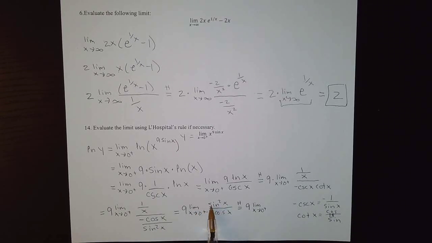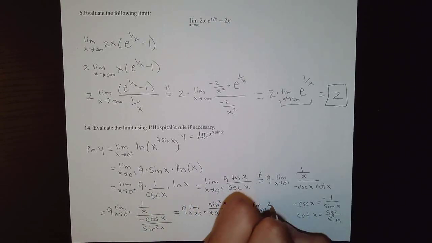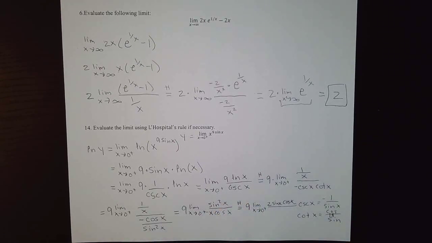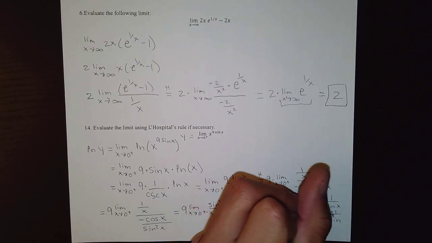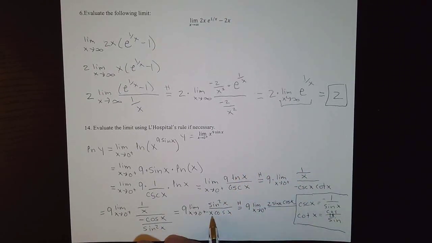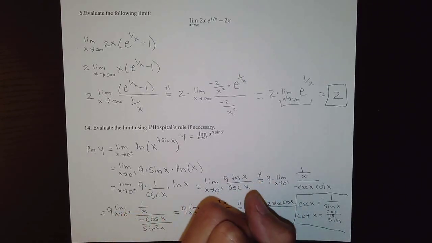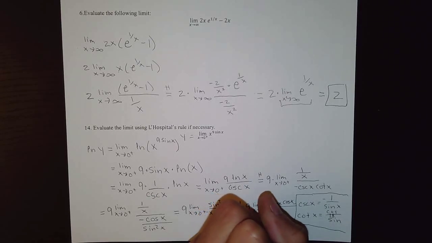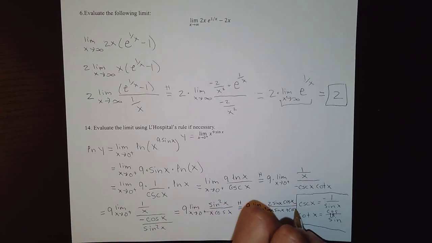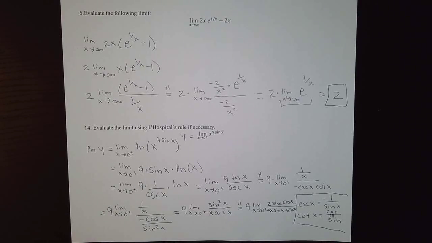sine squared of x. The derivative of this would be 2 sine x cosine x, all divided by the derivative of negative x times cosine of x. Well, we have to use the product rule, so this would become negative x sine x plus cosine of x. And now when we plug in a 0, we have a 0 over 1.